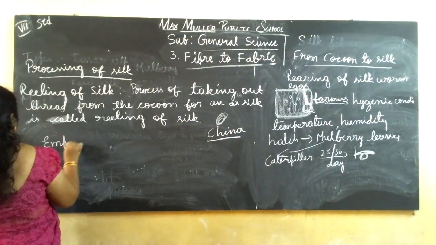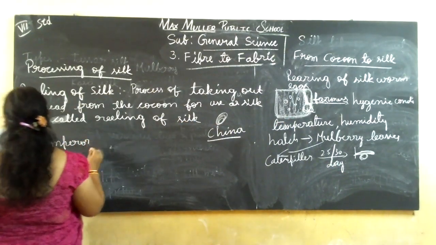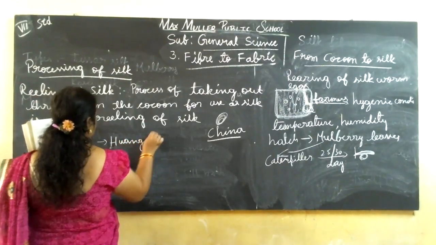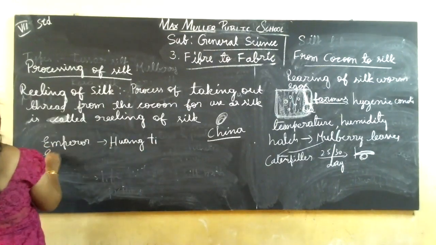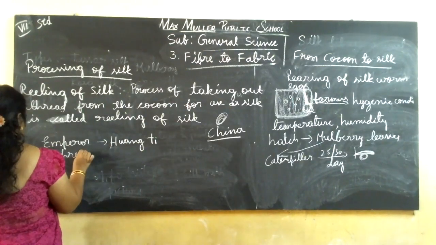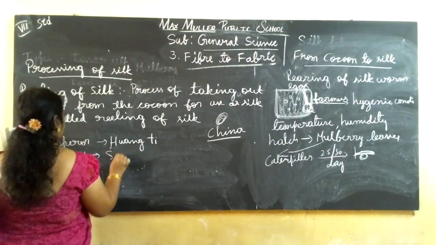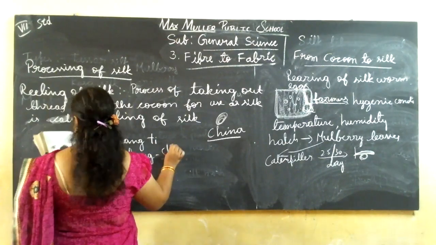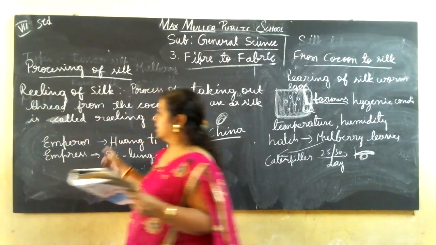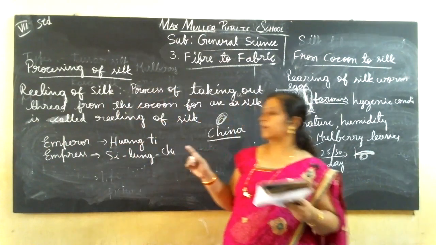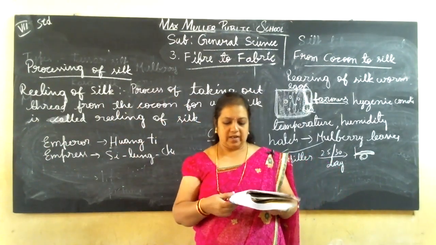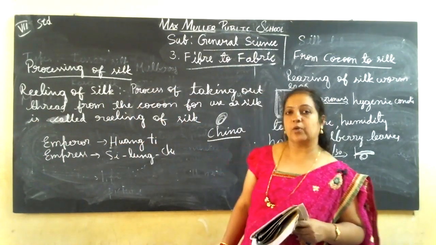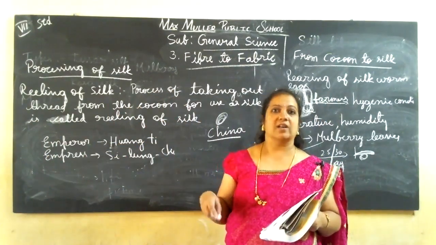Emperor name Huang Ti and empress Si Lengqi. Okay, so these were the emperor and empress who were living in China. Okay, so she found that she had grown mulberry trees in her garden.